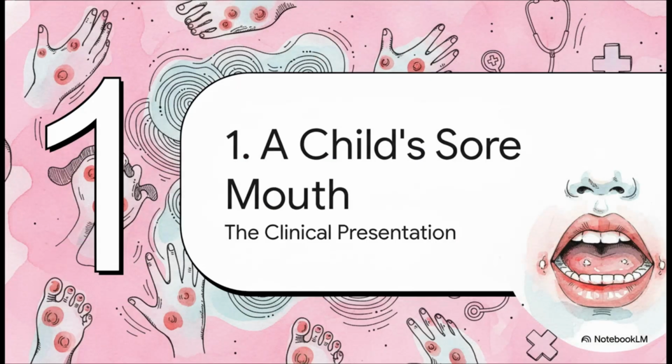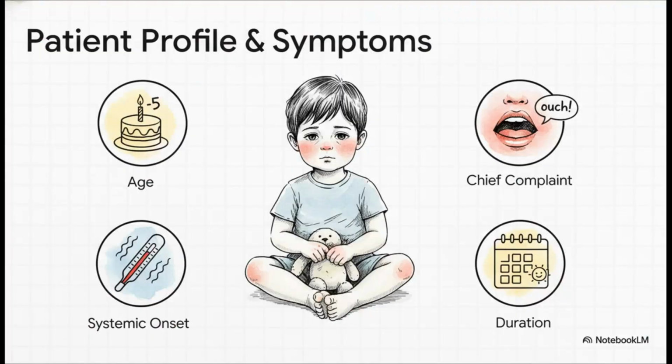Okay, first up, the history and physical. This is all about what you're seeing and hearing right there in the dental chair. What are the key things in the patient's story that should make your brain start thinking, this could be hand, foot, and mouth disease? So this is your classic patient profile.